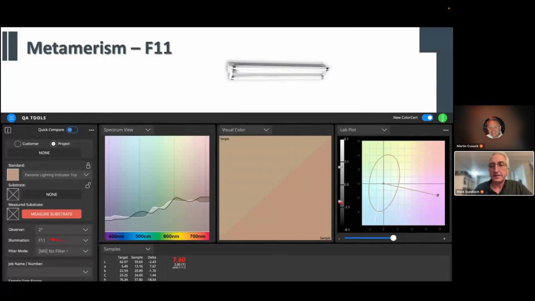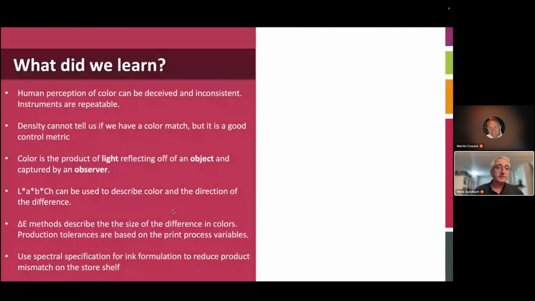Excellent questions. All righty. So today, what did we learn? First of all, human perception of color can be deceived. It's inconsistent, and I alluded to instruments being more repeatable. Density is not going to tell us if we have a color match. It is a good color metric. You can use it to control the ink film thickness on a press, for example, to put more ink or less ink. You can use that as a control metric, but it doesn't tell you if you got a color match.